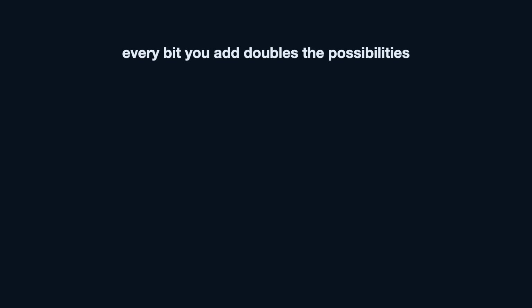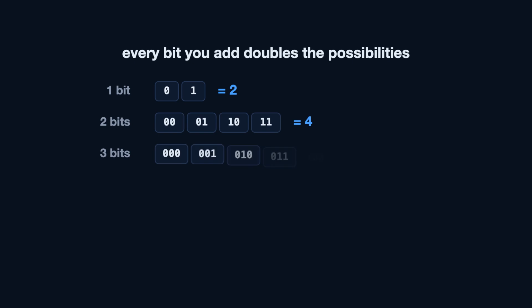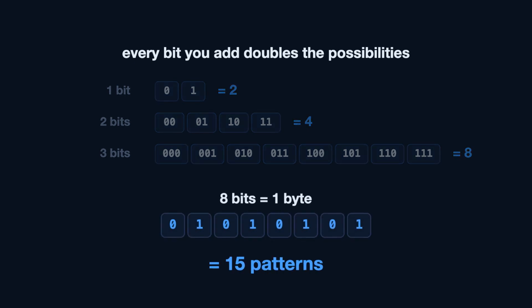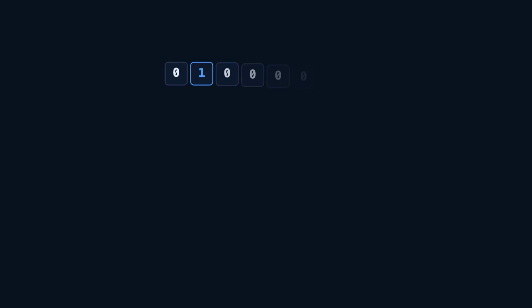One bit alone can't say much, but every bit you add doubles the possibilities. 2 bits give you 4 patterns, 3 give you 8, and 8 bits, a byte, give you 256. That's enough to give every letter on your keyboard its own number.